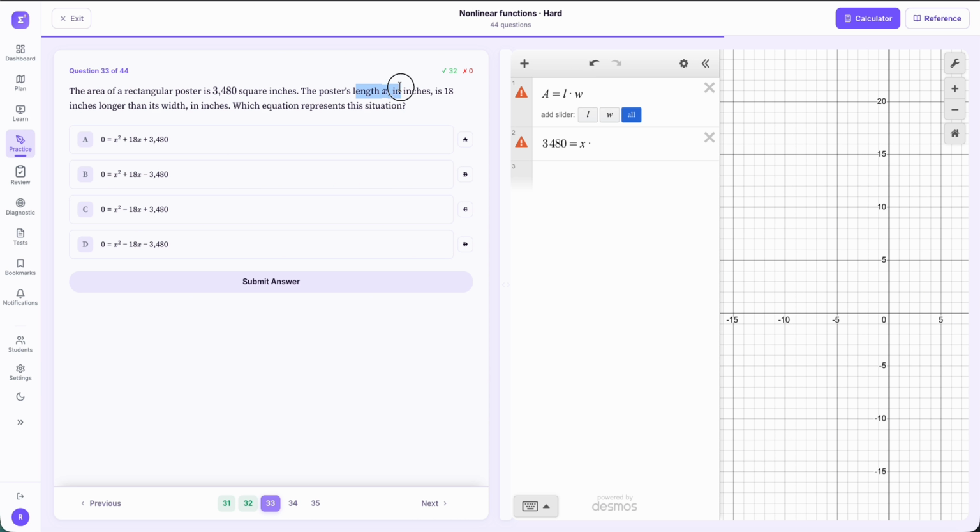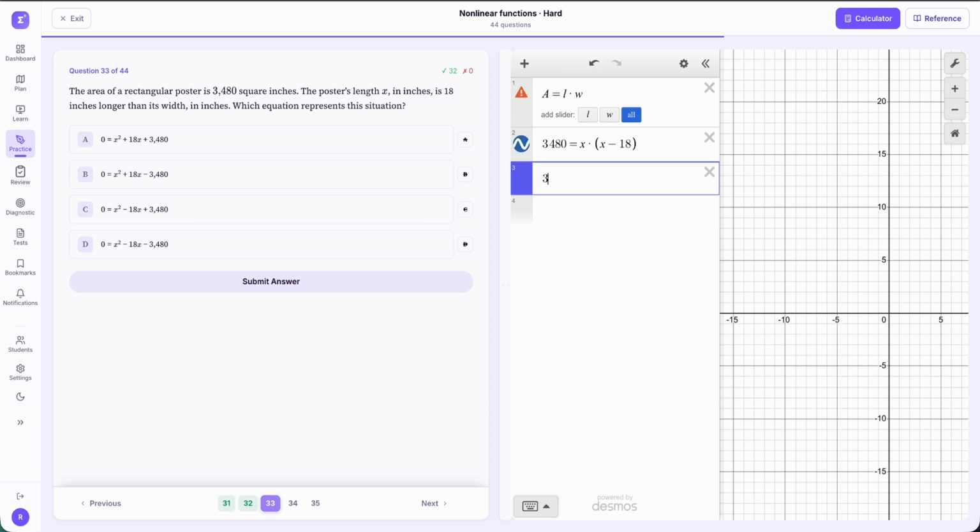And they continue describing length. The length is 18 more than the width. But I already made length x because that's what they told me it is. You got to think about width the other way around. If length is 18 more than the width, that means the width is 18 less than the length. So you really want to express the width as x minus 18. Make sure that makes sense because you will see this. If you do geometry problems, they love this in geometry. It's here in nonlinear functions because technically this is quadratic, but it's more of a geometry concept and wording.